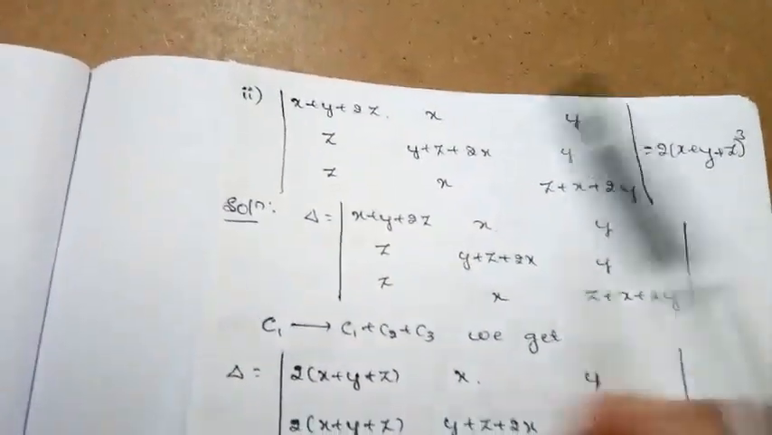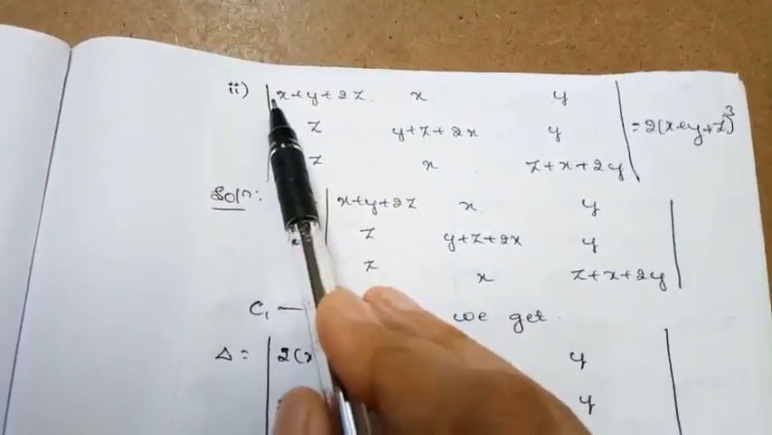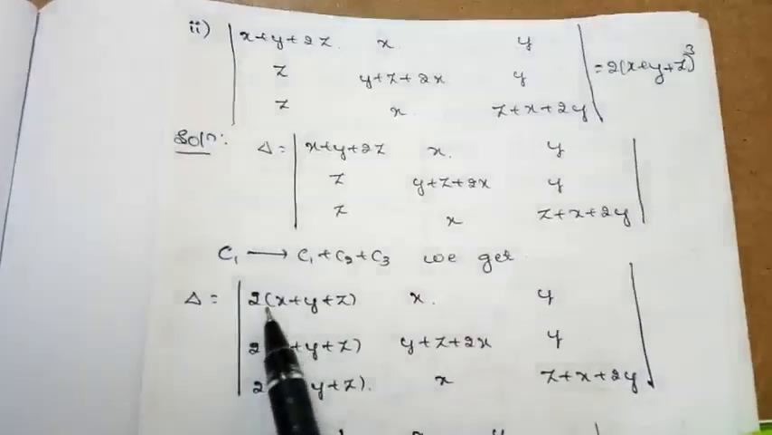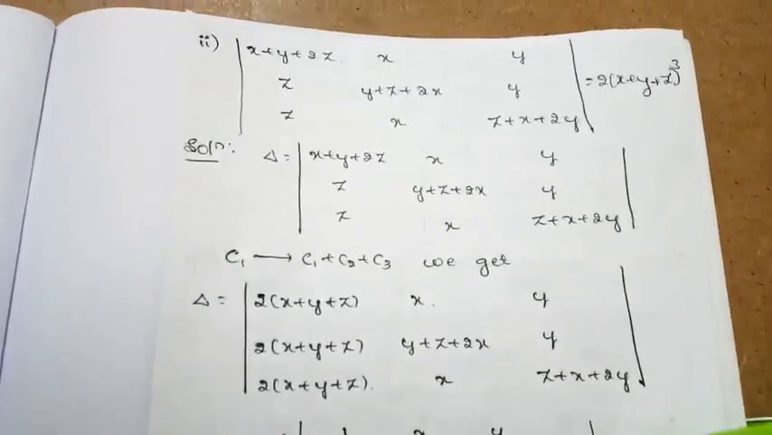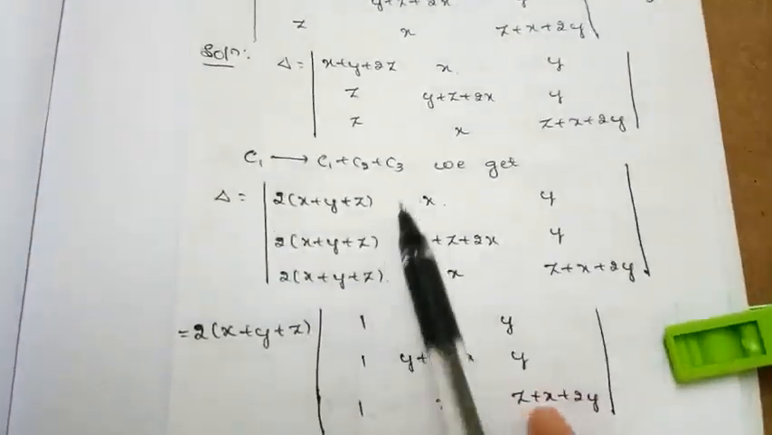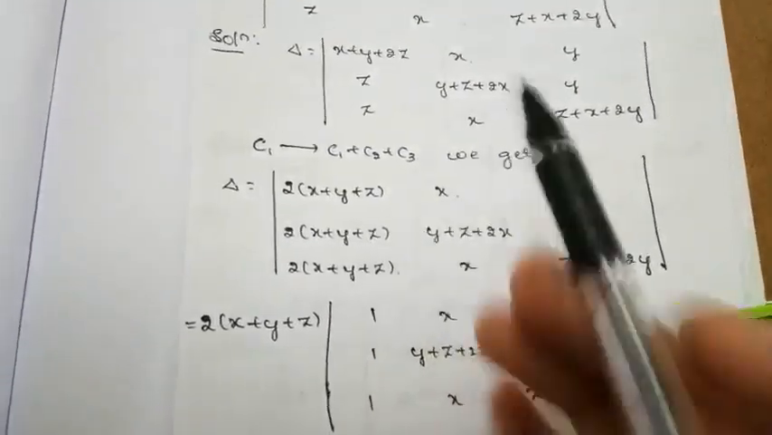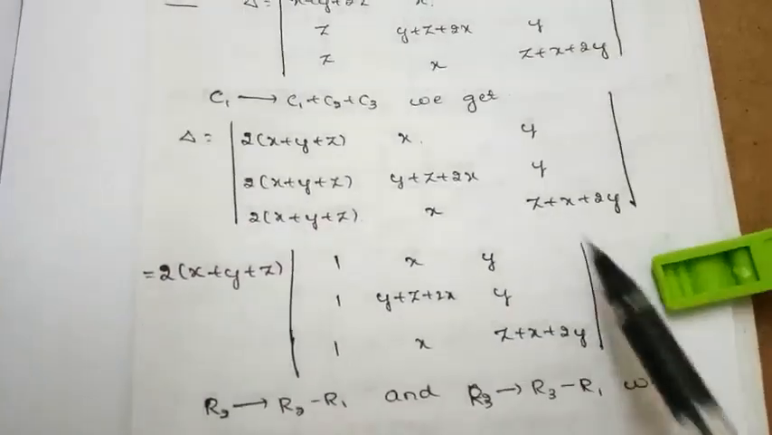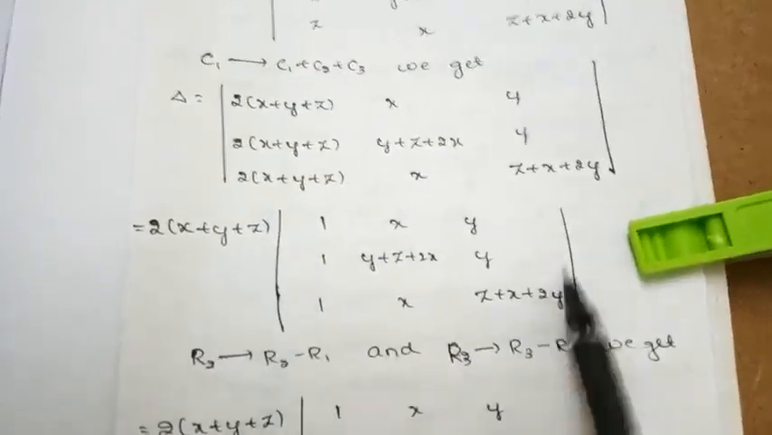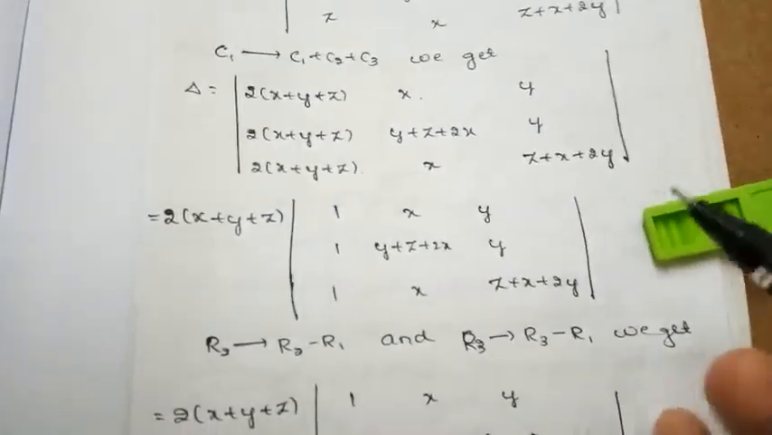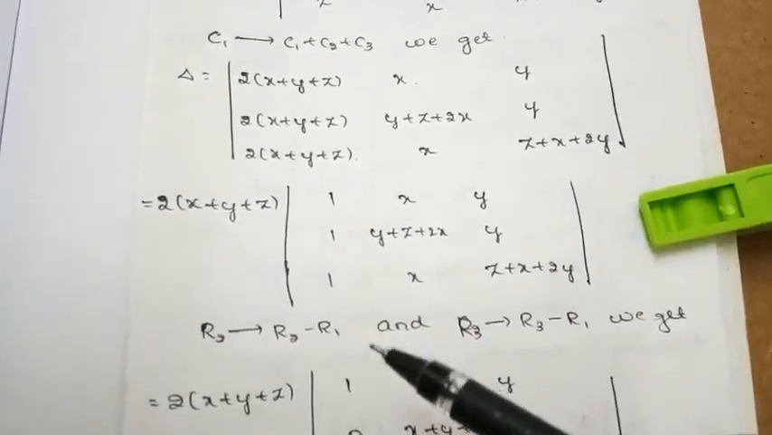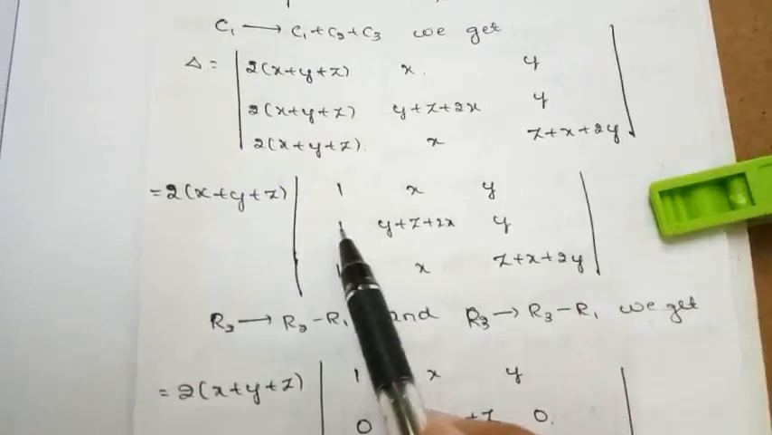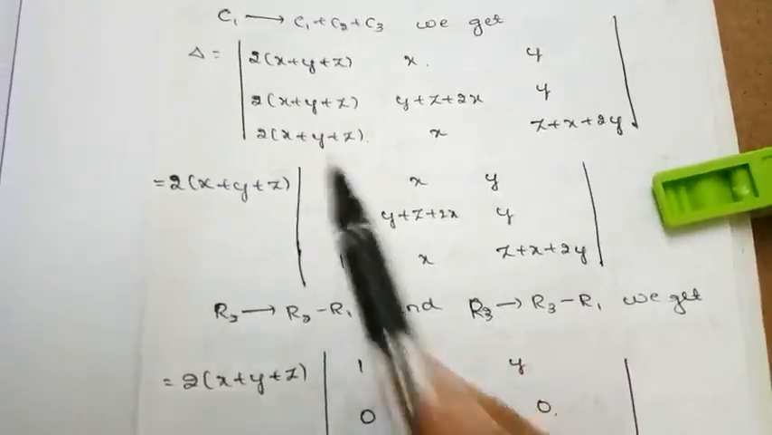What is the use of it? I am going to get 2x plus 2y plus 2z. If I take 2 common outside, x plus y plus z, this is what I am going to get. From the first column I can take 2 times x plus y plus z common outside. After that I get this value as the determinant. Now, as usual, by looking at this 1 1 1, I am using one common operation, row operation, that is R2 minus R1 and R3 minus R1.